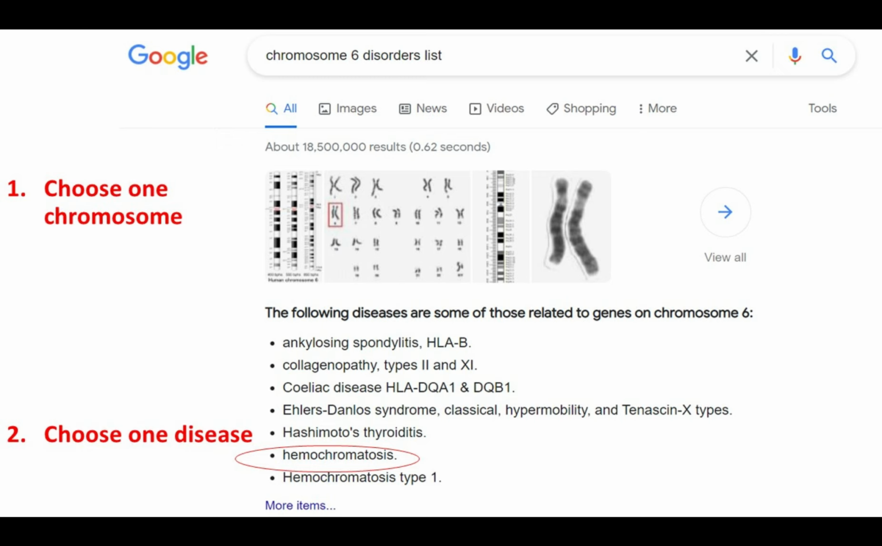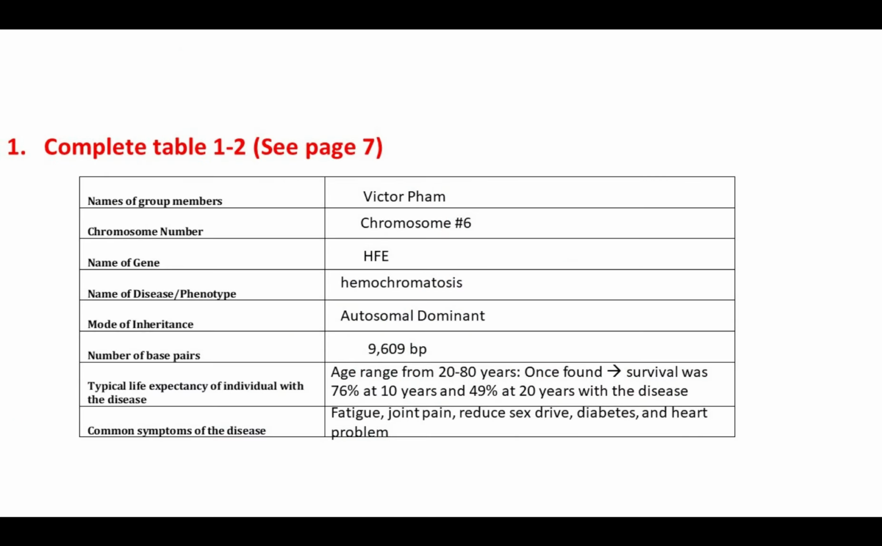So you can choose a chromosome disorder list. It's going to list out all the disorders. You could basically randomly choose one of these if you want to, or choose the one you like. I look at this, hemochromatosis. It just sounds cool, so I just chose that as a disease. So choose one disease. And then afterwards, you can complete table 1.2. All of this here. Your group member, I was by myself, so you see that there.